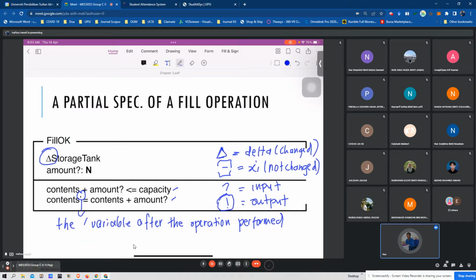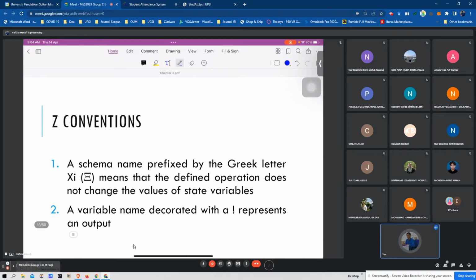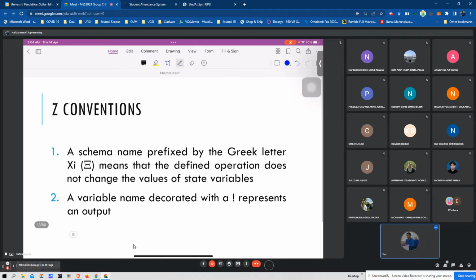And then we have invariant. Invariant describes the regularities between state changes. And then we have a prefix with the Greek letter Xi, which means that the operation does not change the value of the state variable. And then a variable name decorated with the exclamation mark represents the output.